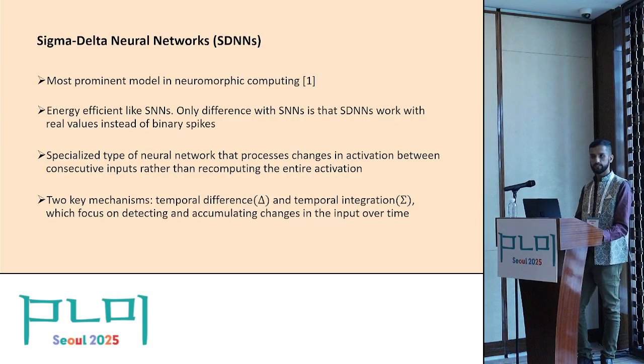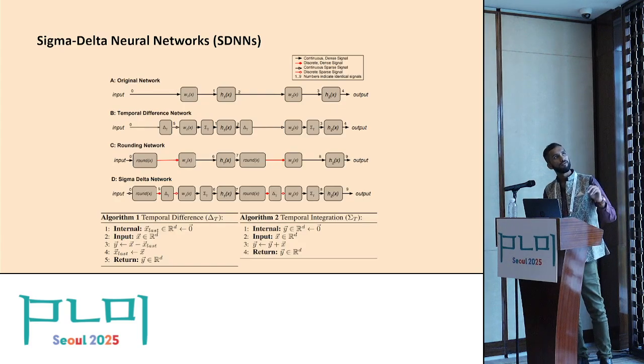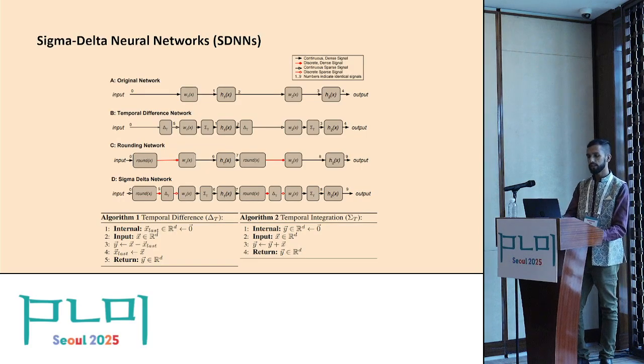It has two key mechanisms: temporal difference, or delta, and temporal integration, or sigma, which focus on detecting and accumulating changes in the input over time. Here is an example. The first, A, is the original network, with the traditional weight multiplication W1x and H1x as the activation function. Next, we define the temporal difference and temporal integration operations, and we introduce these two into the original network. That will give you the temporal difference network.